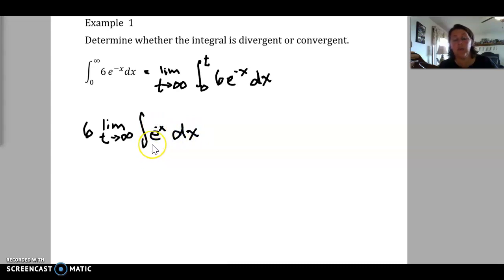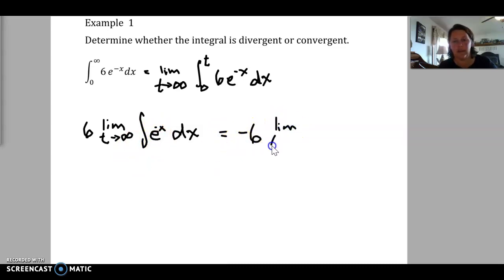Okay, so when we integrate this, we've done this enough. I think you're okay not to do the u substitution, but if you need to, what we would do is set u equal to negative x, then du would be equal to negative 1 dx. We'd have to divide that negative out. So just remember our chain rule there, that we have to bring that negative out.